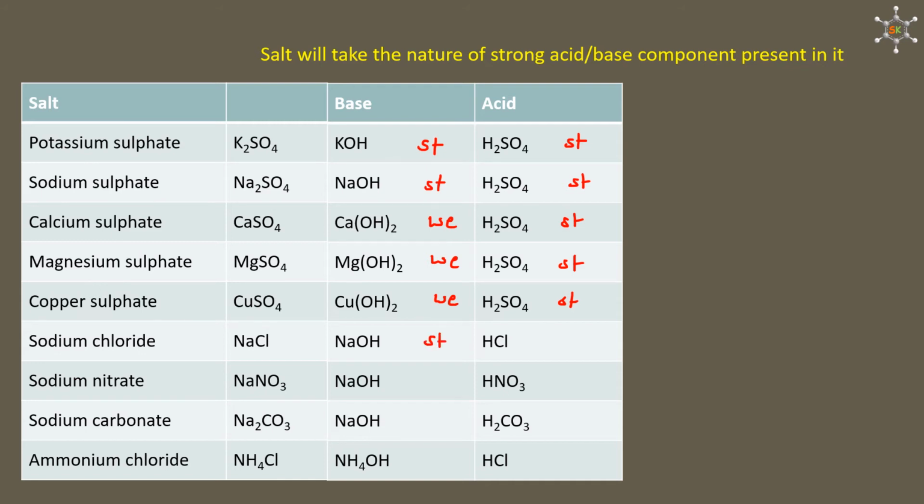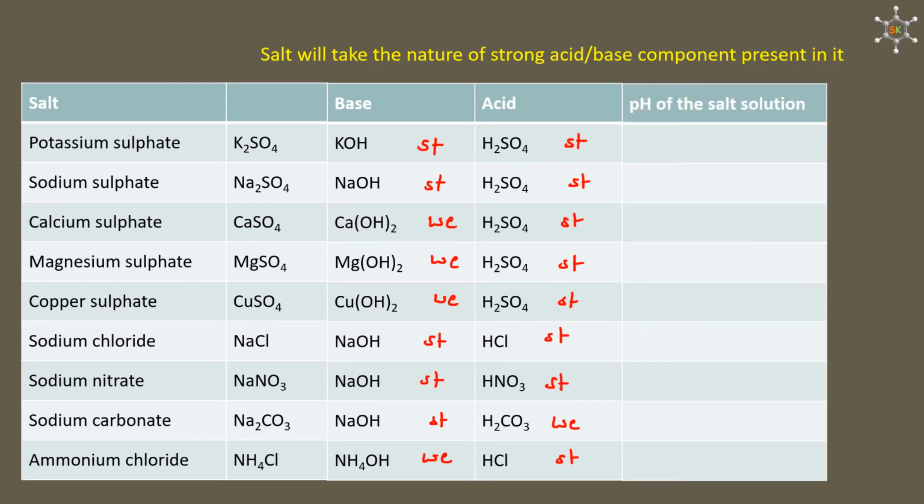Sodium hydroxide and hydrochloric acid, both of them are a strong base and a strong acid respectively. Sodium hydroxide is strong. Nitric acid is also a strong acid. Carbonic acid is a weak acid. Ammonium hydroxide is a weak base. Hydrochloric acid is a strong acid. Accordingly, K2SO4 must be a neutral salt whose pH is equal to 7.